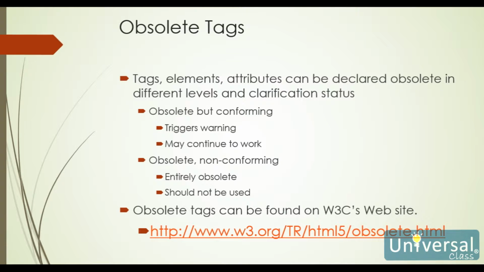Tags, elements, and attributes can be declared obsolete in different levels in clarification status. Obsolete but conforming means that if I try to run it through a validator, it'll trigger a warning. However, it may still work in some or most browsers. Obsolete non-conforming means that it is entirely obsolete and should not be used. Chances are it will not work in different browsers. All of the obsolete tags can be found on the W3C's website, which is listed below.